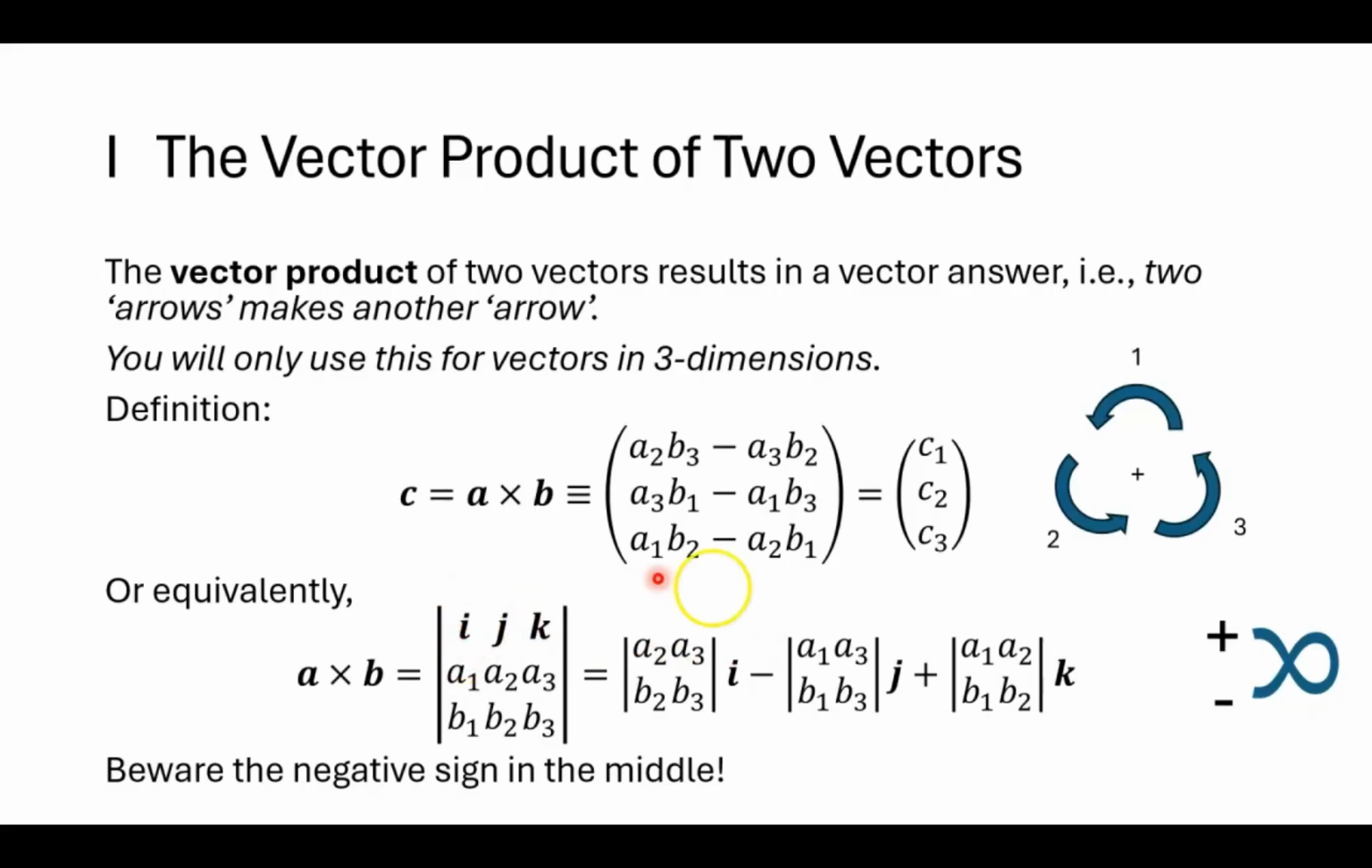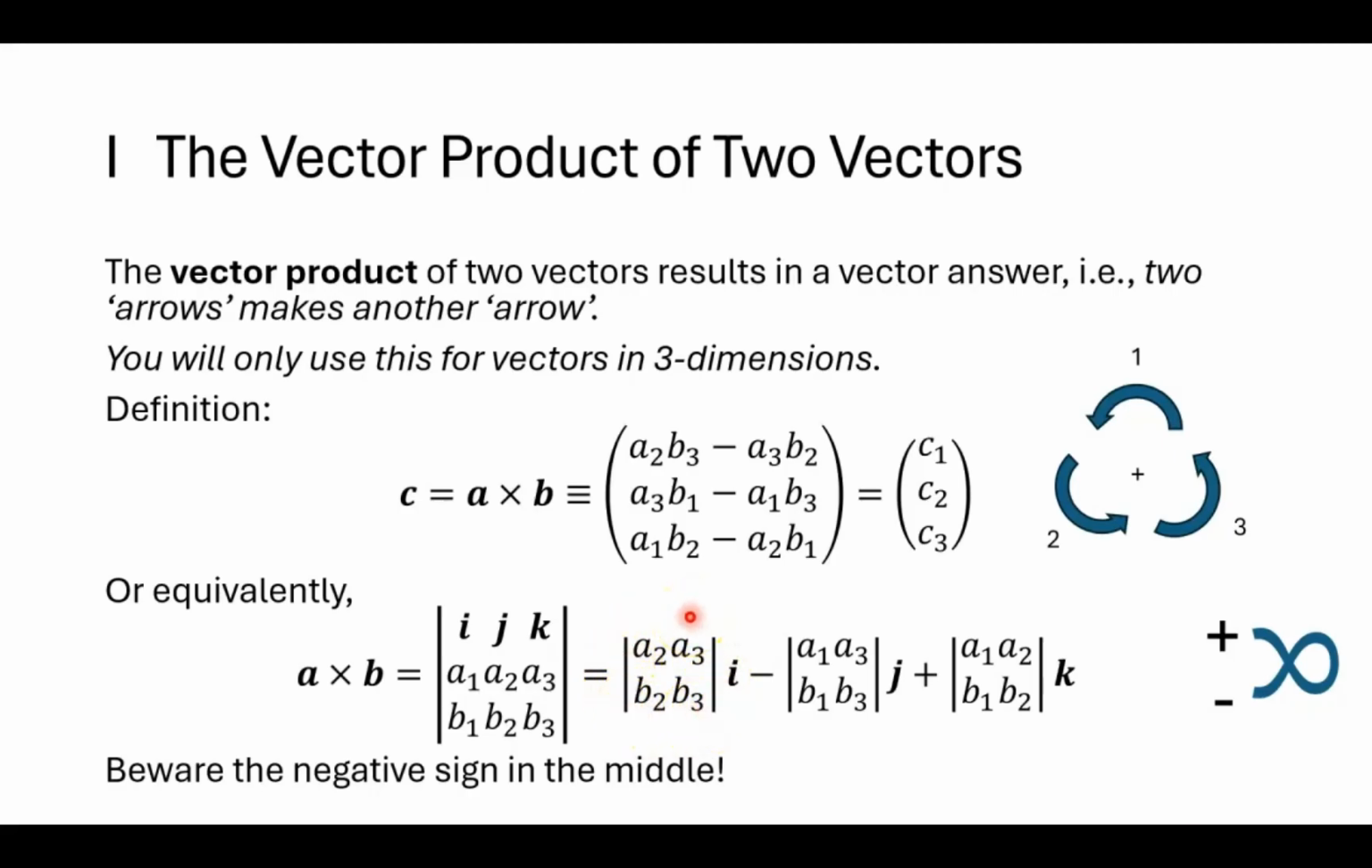So you take this i here, and then you just ignore this row and this column, and you will be left with this submatrix. So this a2, a3, b2, b3. And you compute the determinant of this 2x2 matrix.